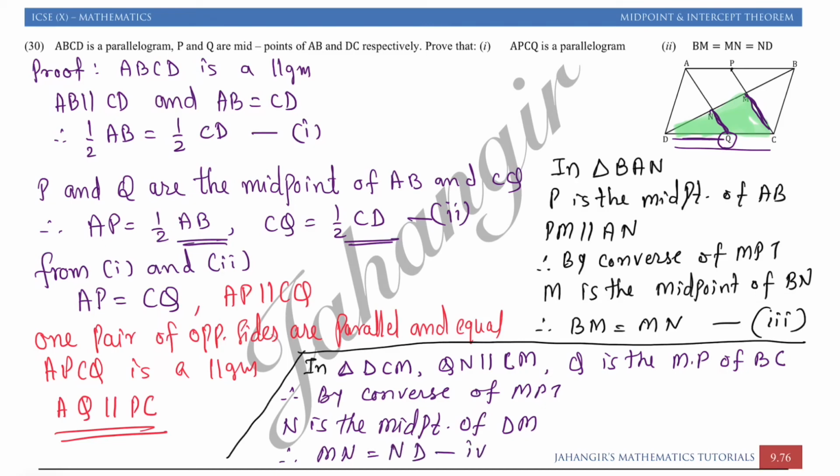This is fourth. From 3 and 4 I can say BM is equal to MN. See, BM and MN are equal, now DN and MN are equal. So comparing both, BM is equal to MN is equal to DN. Hence proved.